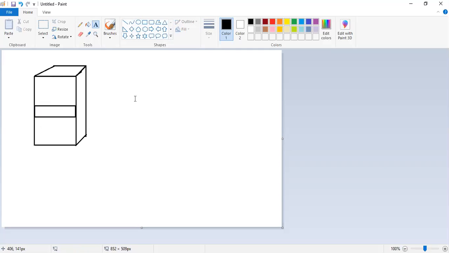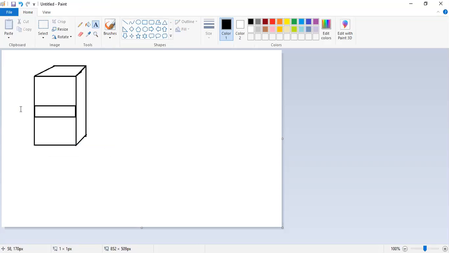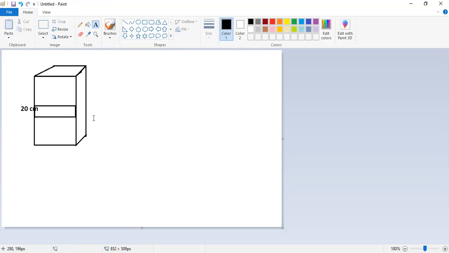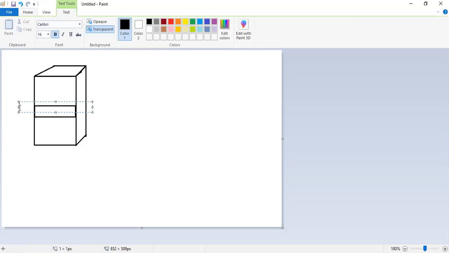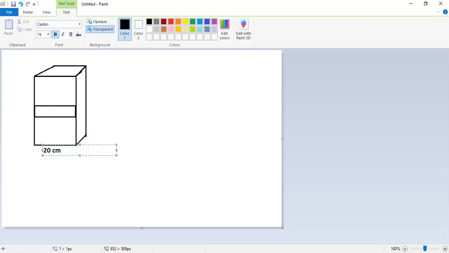So they said the box is 20 centimeters long. So we are going to be writing this length here. So let's write 20 centimeters. Okay, let me write it then, 20 centimeter. So the length is going to be 20 centimeter. Wait. This is the length. What am I doing? It's going to be 20 centimeter.